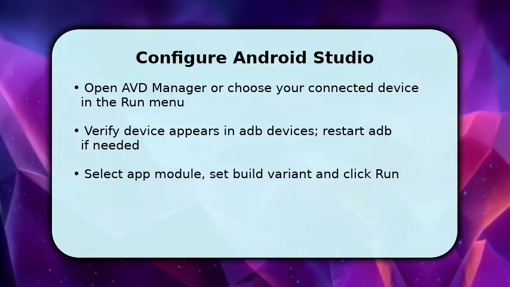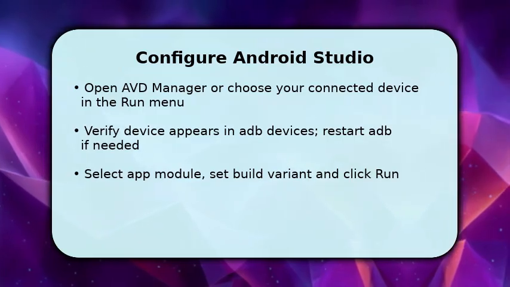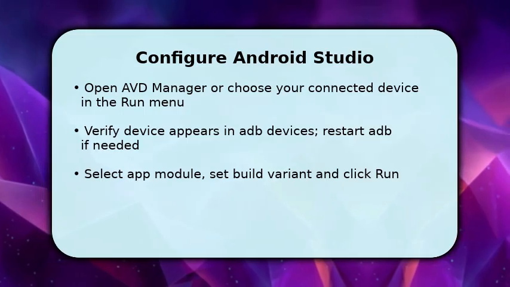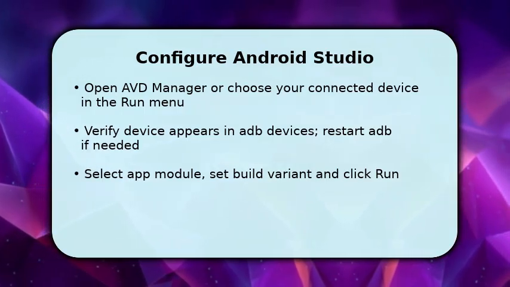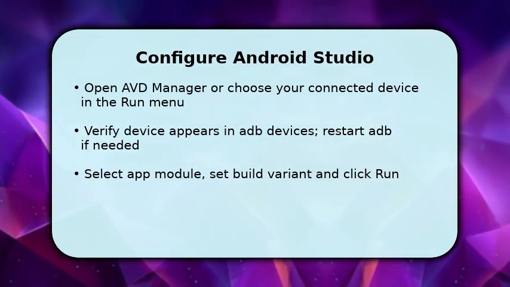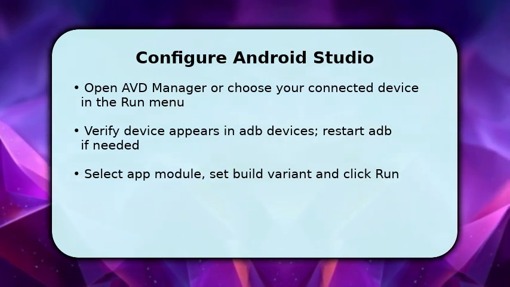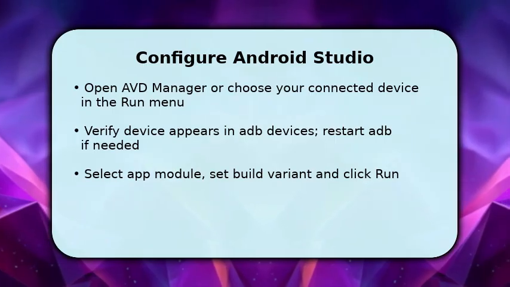If no device appears, run adb devices in terminal to confirm detection and restart ADB with adb kill-server, adb start-server to refresh connections. Once the phone is listed, pick it as the target and press Run. Gradle will build and install the APK directly to the device.